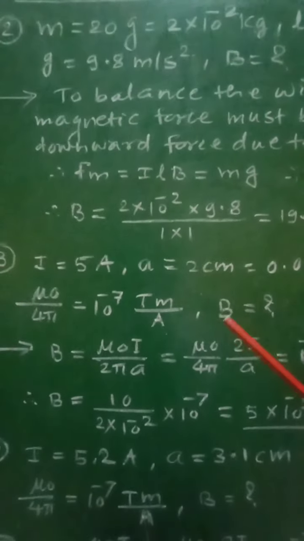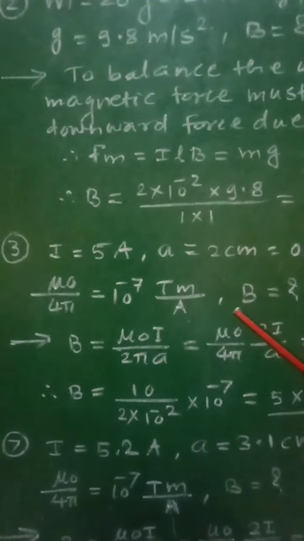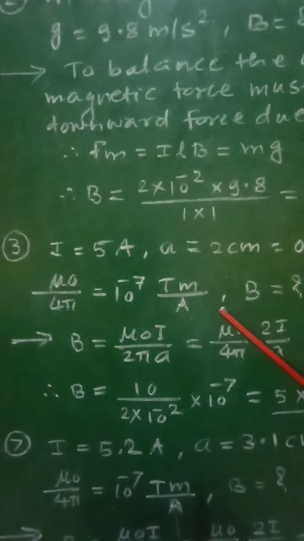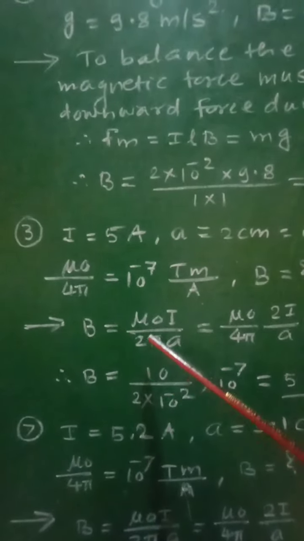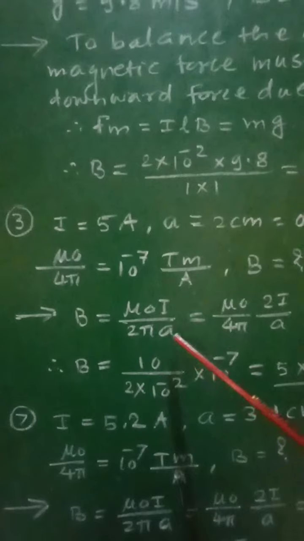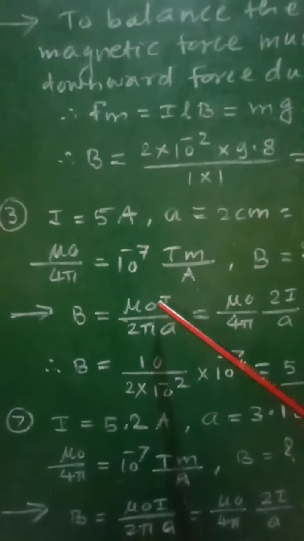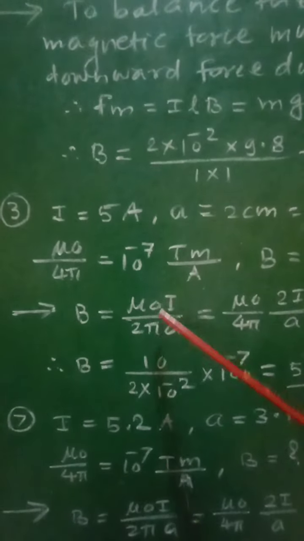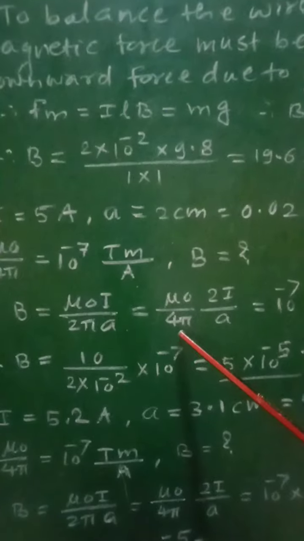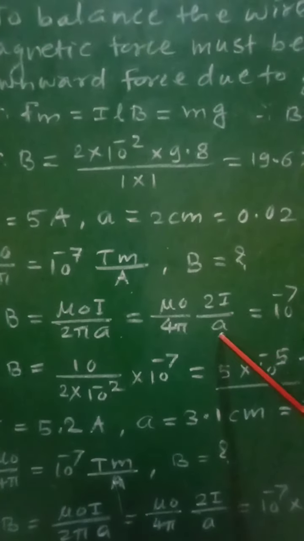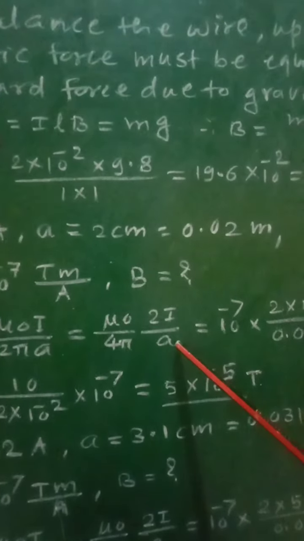We know that the magnetic field at any point due to a straight long current carrying conductor or wire is given by the formula B is equal to mu0 I upon 2 pi A. Multiply and divide the right side by 2, and therefore we will get mu0 upon 4 pi into 2I upon A.